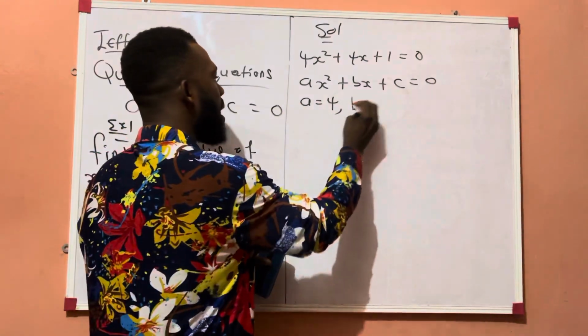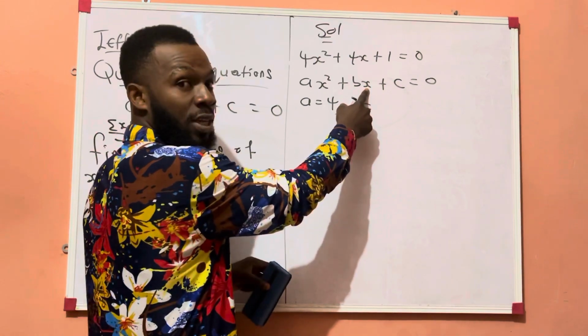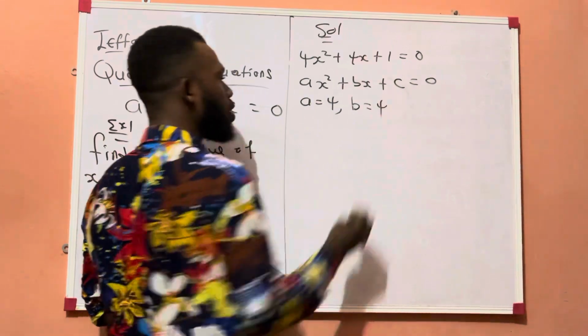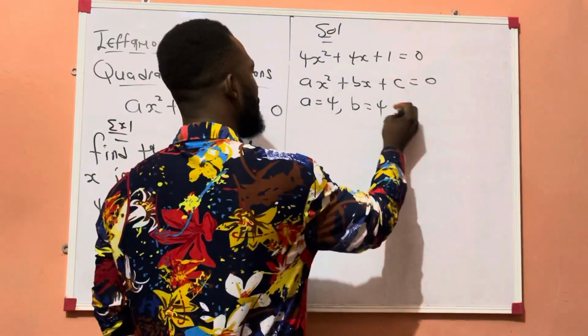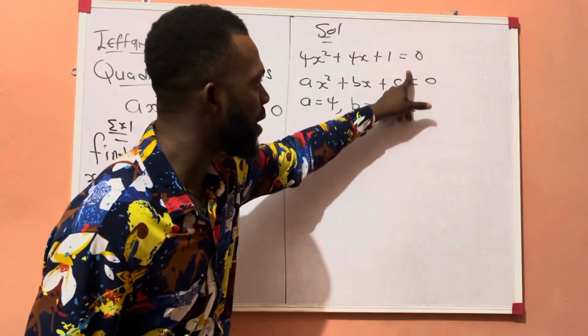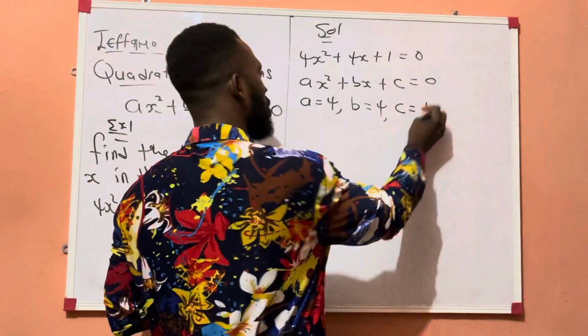Now, what is my B? B is the one that x alone is carrying. What is x alone carrying here? Also 4. So my B is also 4. And then the last I have is my C. Now, what is my C? My C is the one that is not carrying x. And what is not carrying x here? 1. So it means my C is equal to 1.